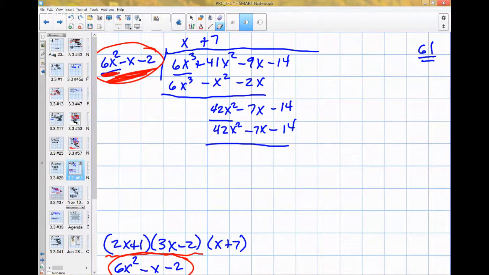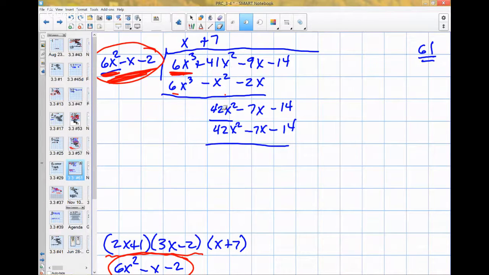Take the first term and divide it into the first term. What times 6x squared is 6x cubed? X. X times 6x squared is 6x cubed. X times negative x is negative x squared. We're lined up okay. And x times negative 2 is negative 2x. So we didn't have to skip a column this time, did we? Subtract 6x cubed, gone. 41x squared minus 1 is minus a negative 1.